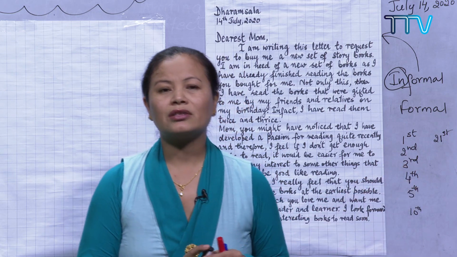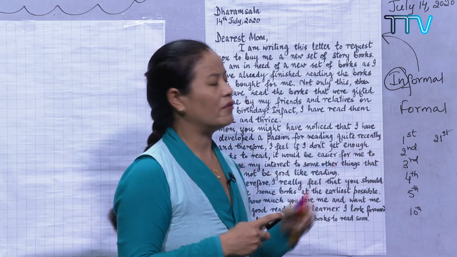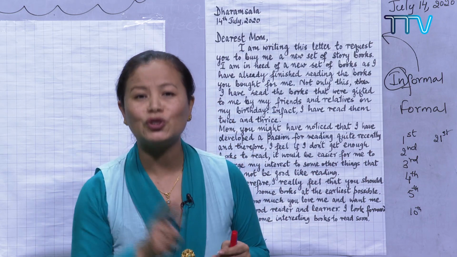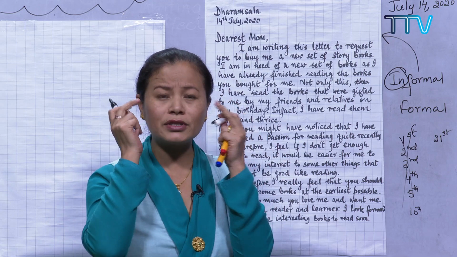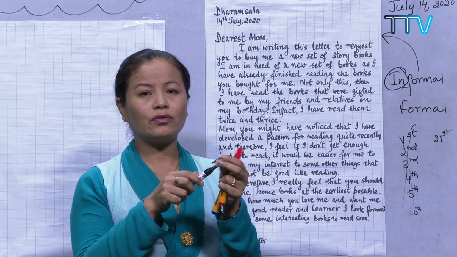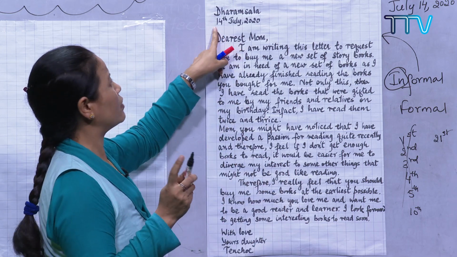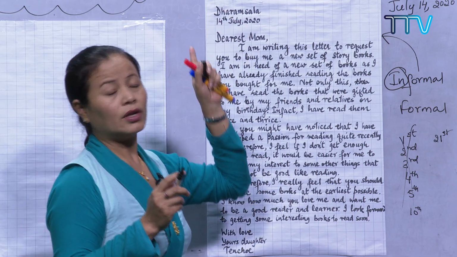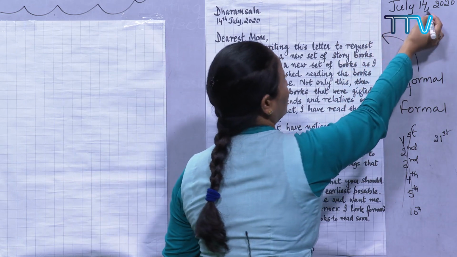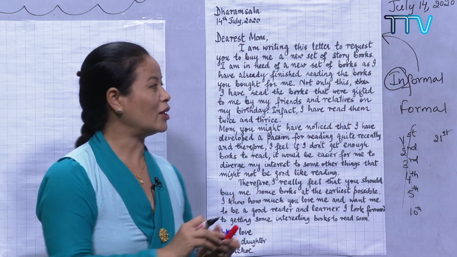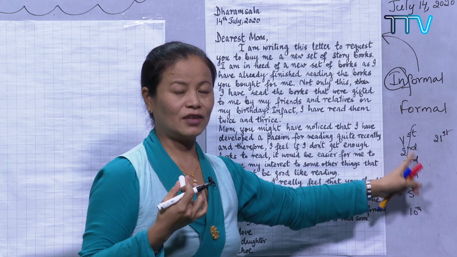So there I tell my students, if you are a little confused, you are in doubt whether the way I have written is correct or not, what you can do is skip this part. Don't do this. If you are in doubt, when you are not very sure, here I am very sure, that's why I have written 14th July. But when you are not very sure, you can just write July 14, comma, and then the year. Then you will be safe from making the mistake.